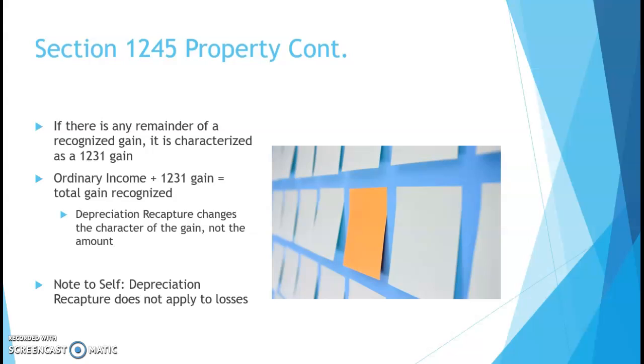If there is any remainder of the gain, it is then characterized as a 1231 gain. Ordinary income plus our 1231 gain will then equal our total gain recognized. Depreciation recapture changes the character of the gain, not the amount. And as a little note to self, depreciation recapture does not apply to losses, and we'll see that in an example coming up.